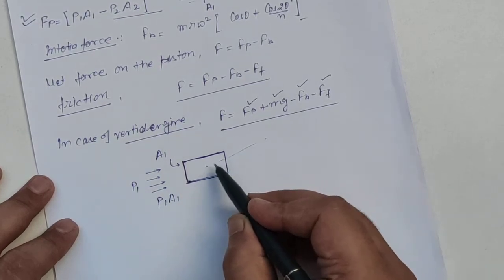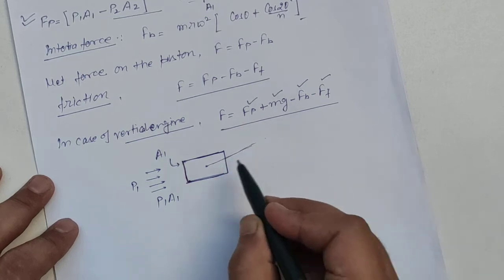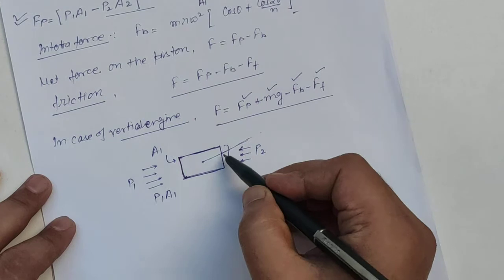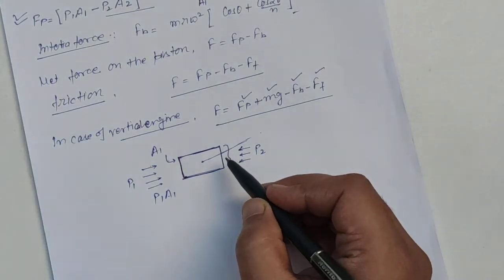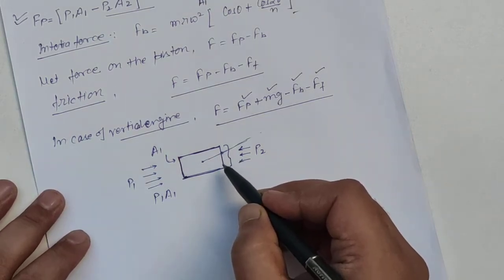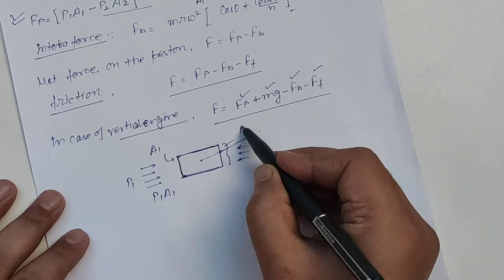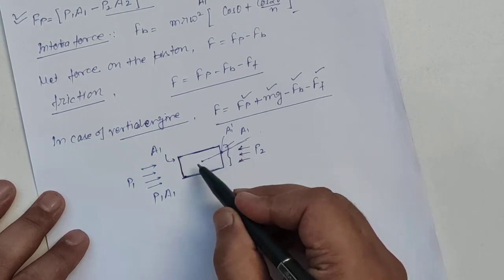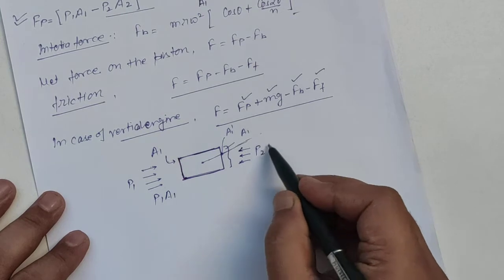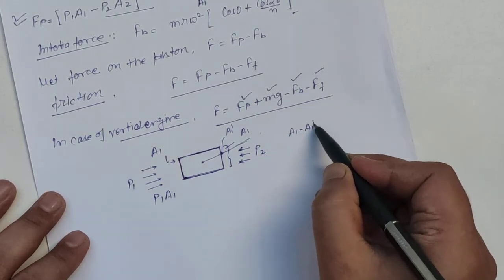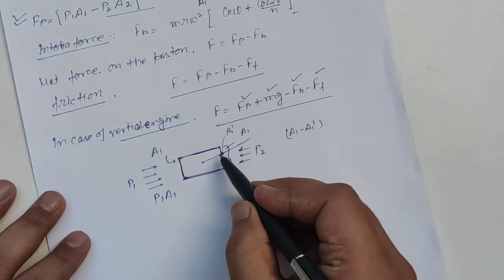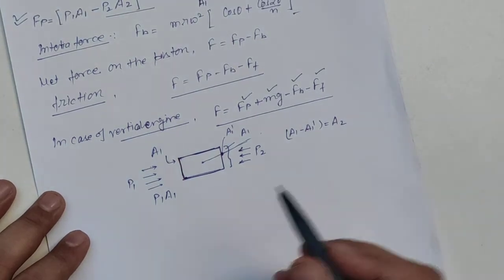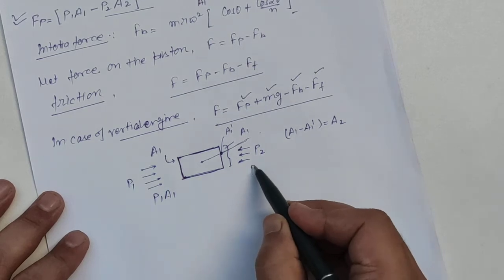On the opposite side we will have a certain back pressure. Let's say the back pressure which is acting is P2. This is the total area, A1, and from it we have to subtract the area of the connecting rod, which is A1 dash. So the net area on which the P2 pressure is acting is A1 minus A1 dash. Let's write this as A2. So the total force which is acting in the opposite direction is P2 into A2.